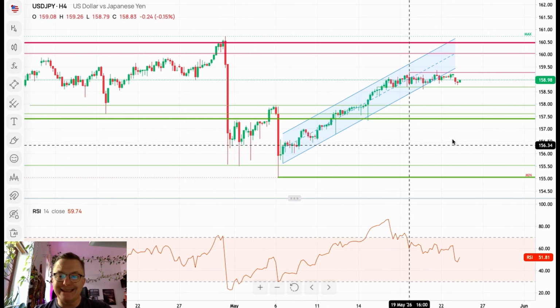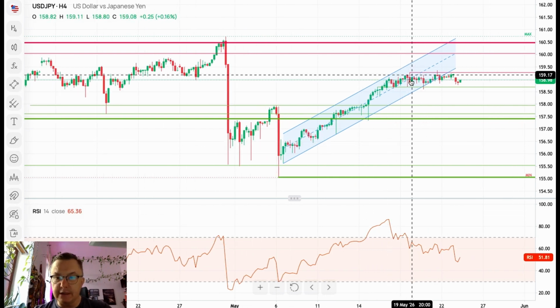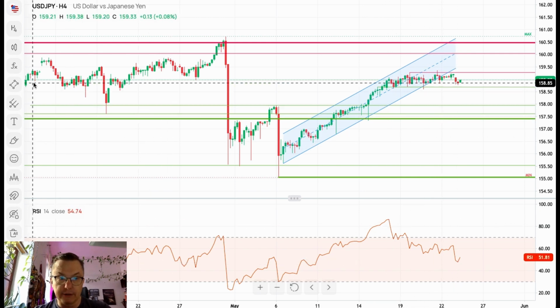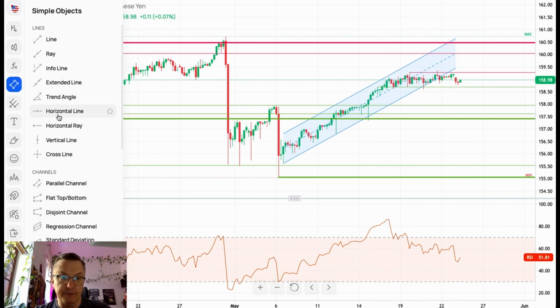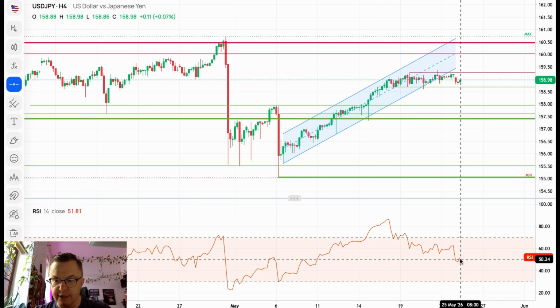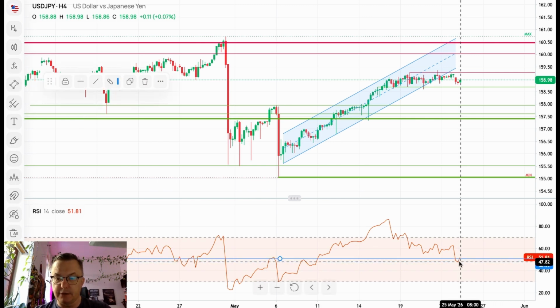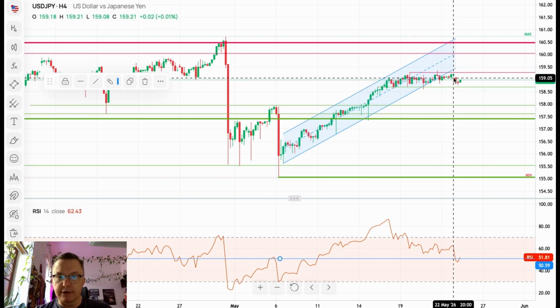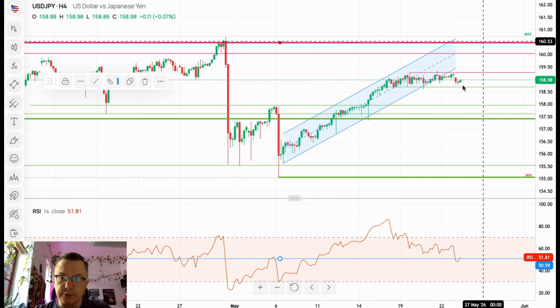US dollar versus the Japanese yen still consolidates the recent gains with falling momentum. Momentum went down towards the level of 50 points, or even below. Let me just take a look. Yes, just a little bit below 48 points. Nevertheless, it's now or never. Now it's the time to continue the movement to the upside.